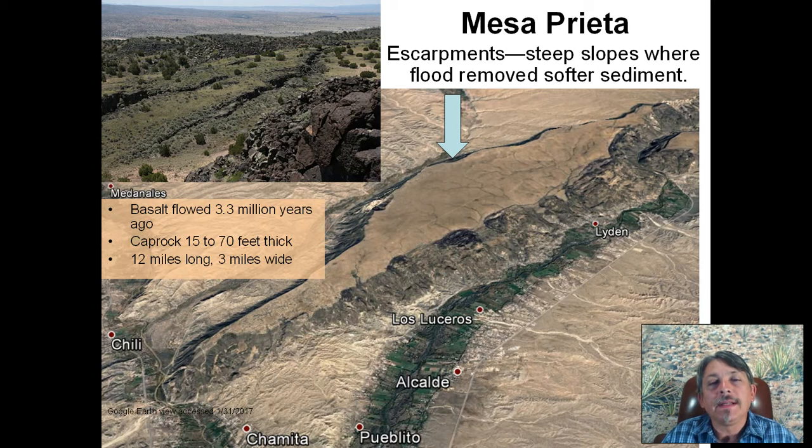On the upper left is a photograph of what it's like to stand at the edge of the mesa looking down, and there's a lot of these peculiar benches called hijaderos, where sheep herders used to take the sheep so that they could have their lambs. Now the cap rock in certain places is only 15 feet thick, but there are places where it's up to 70 feet thick. That's a small cliff. It flowed out 3.3 million years ago.